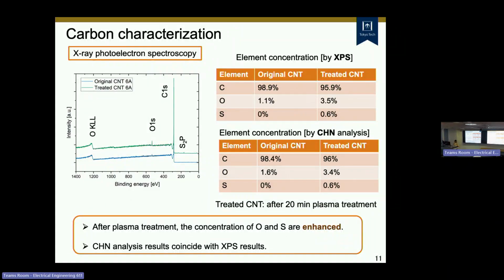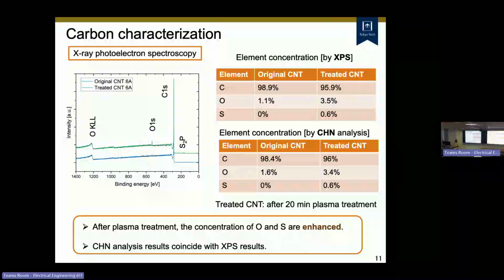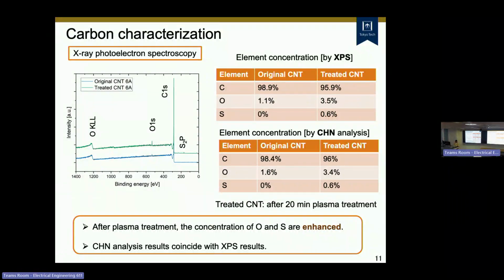I will briefly introduce this CHN analysis. It's a kind of combustion method. It just burns the material and uses gas chromatography to measure the sulfur dioxide or carbon dioxide gas concentration to determine the sulfur, oxygen, and carbon density on the material. And you can see both of them show oxygen and sulfur are enhanced after the plasma treatment.